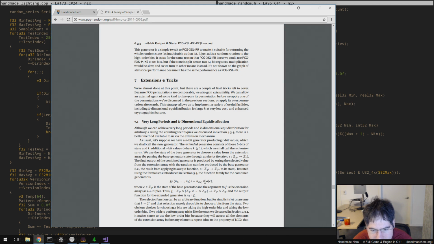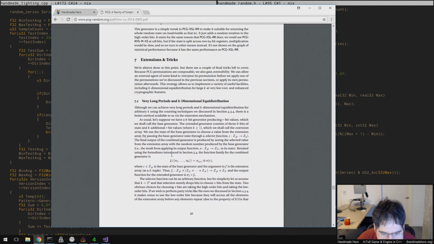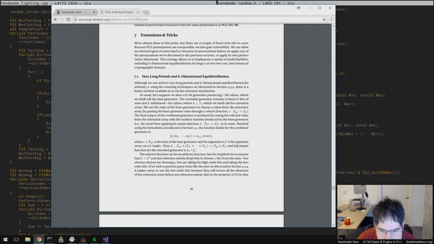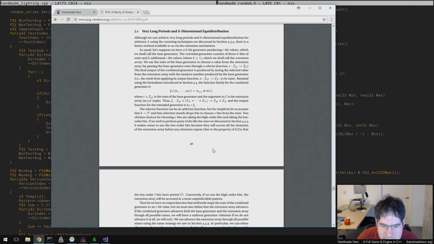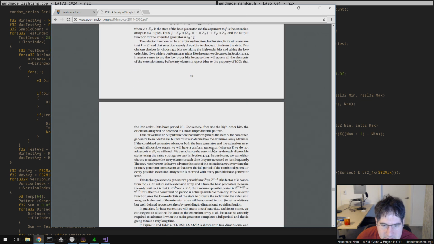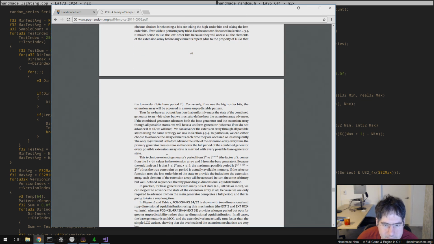Restated using the formalizations. So we need sort of an out-of-band thing for that. The selector function can be an arbitrary function, but for simplicity, let us assume that k equals 2 to the x, and that selection merely drops bits to choose x bits from the state. Two obvious choices for choosing x bits are taking the higher order bits and taking the lower order bits. If we wish to perform party tricks like the ones in section 4.3.4, use lower order bits because they will access all the elements of the extension array before any elements repeat. So we have an output function that uniformly maps the state of the combined generator. We must define how the extension array advances.